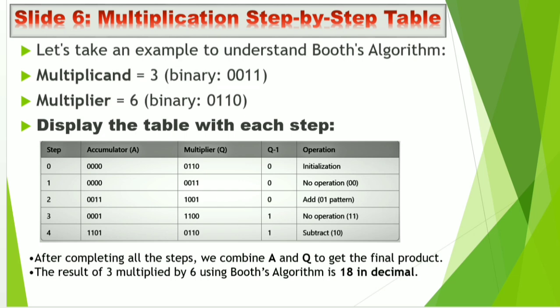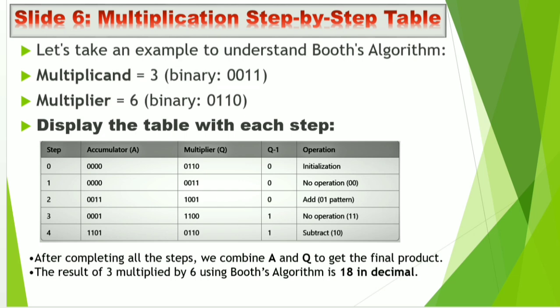Step 3, checking the bits and performing operation. Check the last two bits: Q0 is equal to 1 and Q minus 1 is equal to 1. Operation: the bits are 11, so no operation is needed. Perform an arithmetic right shift on A, Q and Q minus 1. Result after shift, A is 0000, Q is equal to 1100, then Q minus 1 is equal to 1.